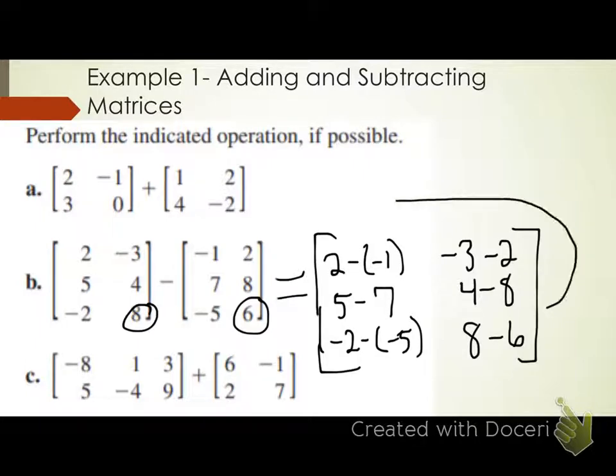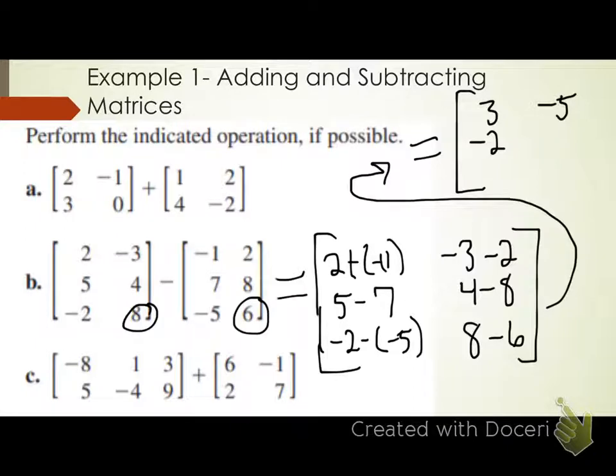So I'm going to put my work up here. So right here, 2 minus negative 1, stay, change, change. 2 negatives make a positive. I get 2 plus 1, which is 3. Negative 3 minus 2 gives me negative 5. 5 minus 7 gives me negative 2. 4 minus 8 gives me negative 4.